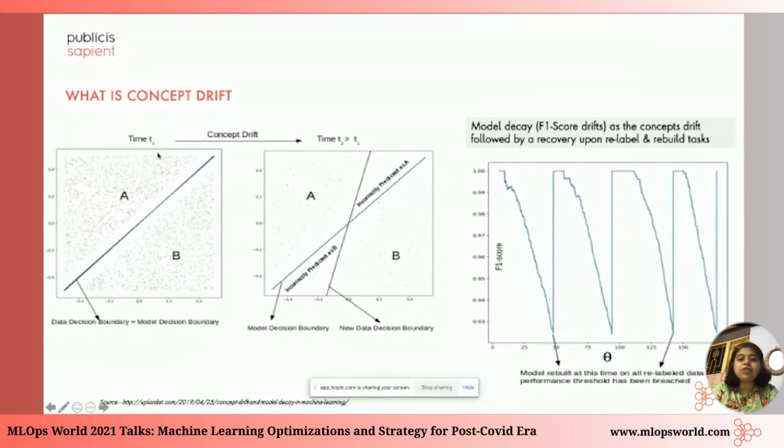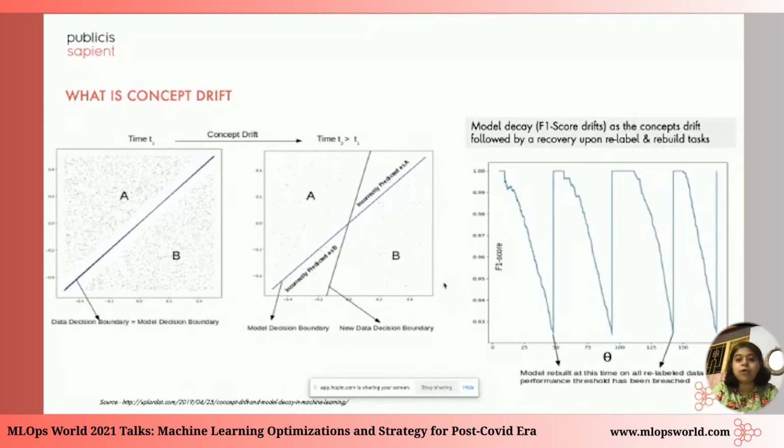So if you see at a time T1, this is my data decision boundary. At the time T2, it has changed. The data decision boundary has changed. And consequently, the model decision boundary has also changed. This is a drift.